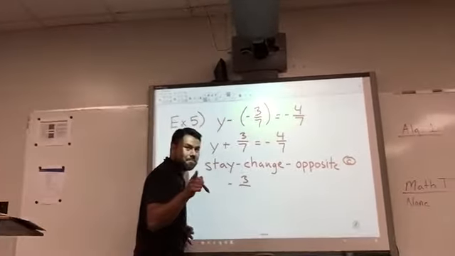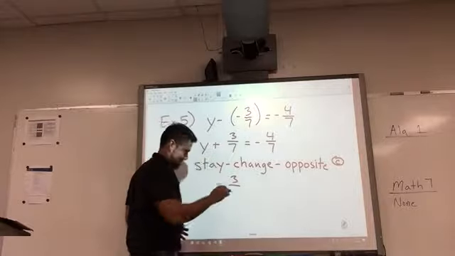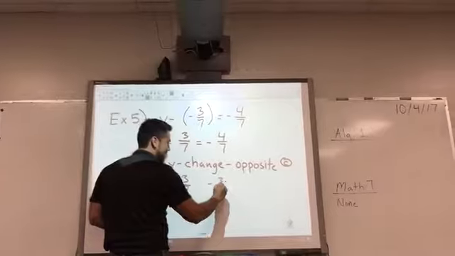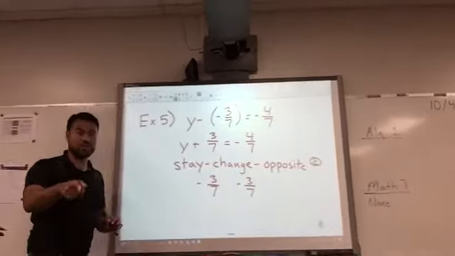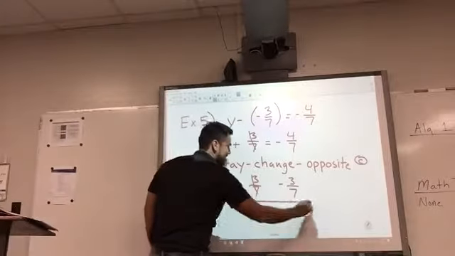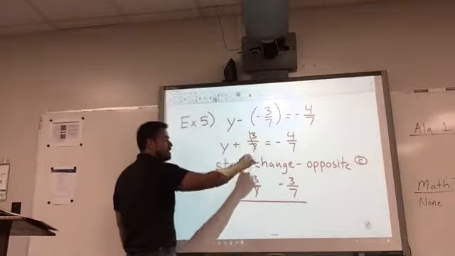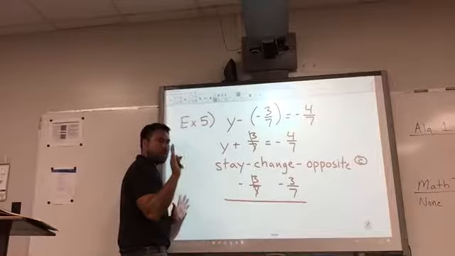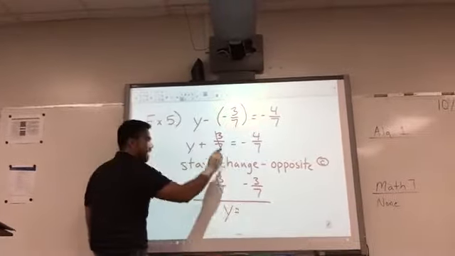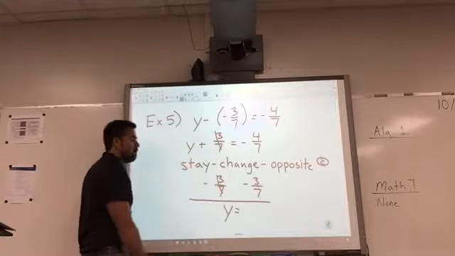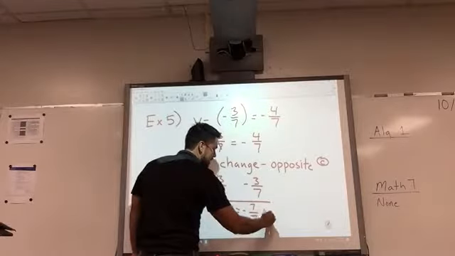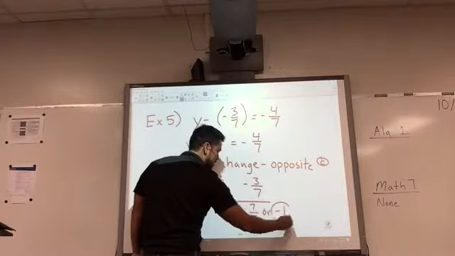Subtract 3/7. There you go. And what's 3/7 minus 3/7? 0. What's y plus 0? It's just y. And now what's negative 4/7 minus 3/7? Negative 7/7, which is equal to negative 1. That's your answer.